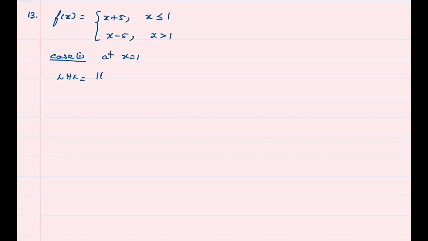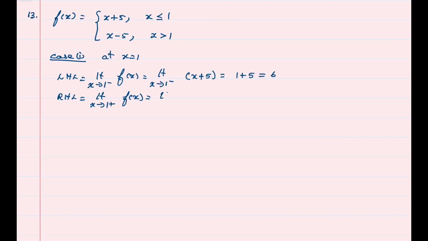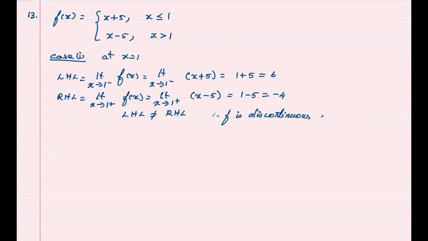LHL is limit x tending to 1 minus f of x. For 1 minus, we will use the x less than or equal to 1 definition, which is x plus 5. By substituting the limit value, we get 1 plus 5, which is 6. RHL is equal to limit x tending to 1 plus f of x. We will use the greater than 1 definition, which is x minus 5. By substituting the limit value, we get 1 minus 5, which is minus 4. LHL and RHL are not equal. Therefore, f is discontinuous at x equal to 1.